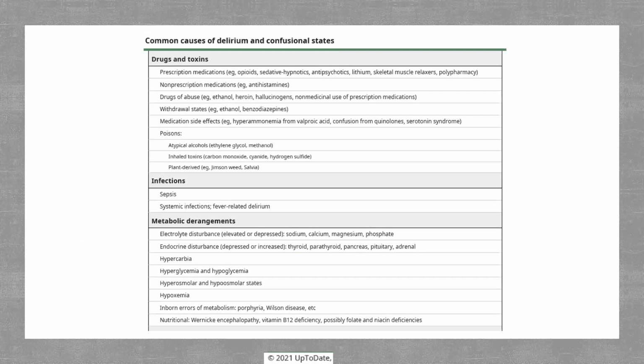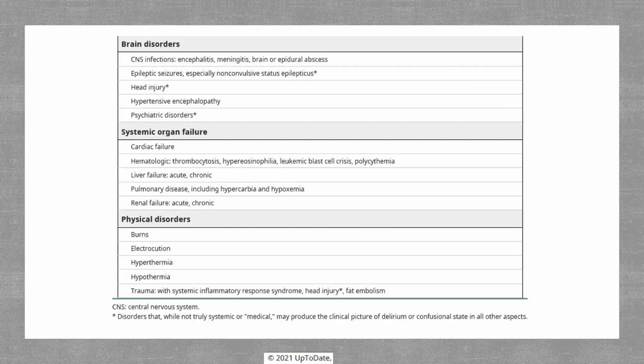So this table I pulled from UpToDate, and I won't go through all of these different potential causes, but you can see things like drugs and toxins, whether that's opiate medications or other drugs of abuse, infections, so from sepsis or any underlying infection, different metabolic derangements, whether someone is hypoxemic or hypercarbic. So brain disorders, organ failure, physical disorders. So pretty much anything and everything could lead to delirium. Almost every patient we see in the ICU probably fits into one of these categories at some point in their course.